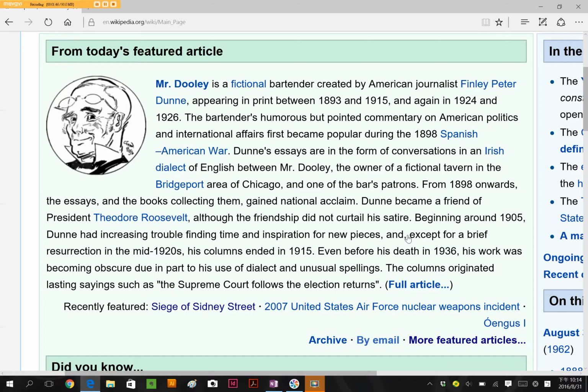Dooley, the owner of a fictional tavern in the Bridgeport area of Chicago, and one of the bar's patrons. From 1898 onwards, the essays and the books collecting them gained national acclaim. Dunne became a friend of President Theodore Roosevelt, although the friendship did not curtail his satire. Beginning around 1905, Dunne had increasing trouble finding time and the inspiration for new pieces.